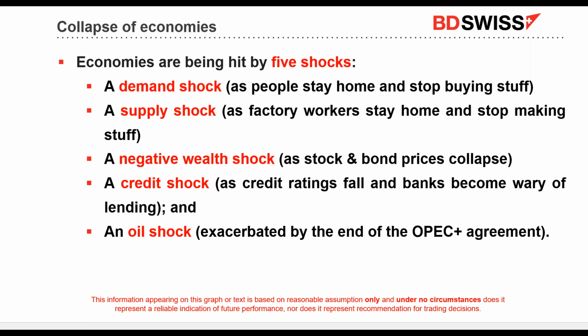As people stay home and stop buying things, demand has dried up completely. This is throwing millions of people out of work. At the same time, even for those people and companies that are still in business, there's a supply shock. Factory workers are also staying home and stopping producing. Transportation links have been shut down. A lot of air freight, for example, is carried in the holds of passenger planes. Now that most passenger planes are grounded, air freight is grinding to a halt. So there's a demand shock and a supply shock at the same time.